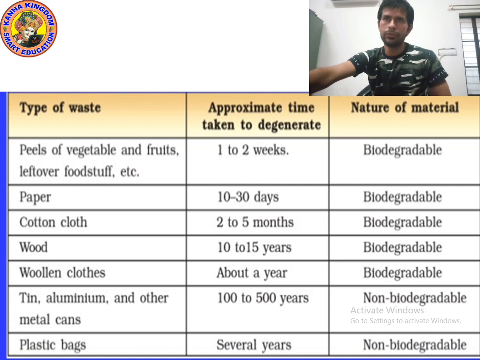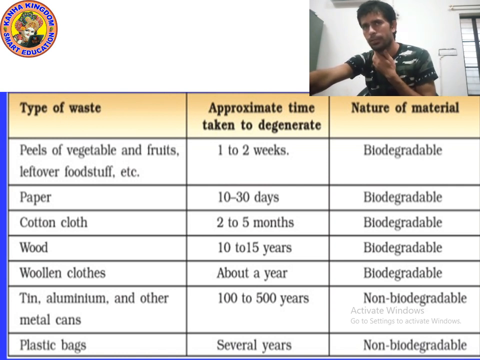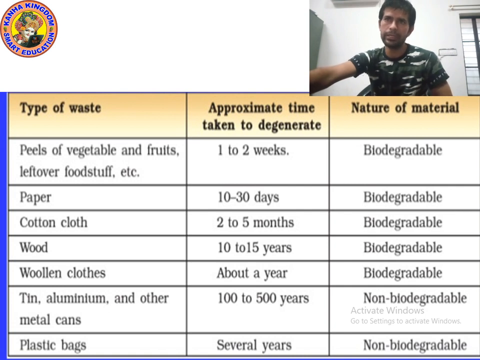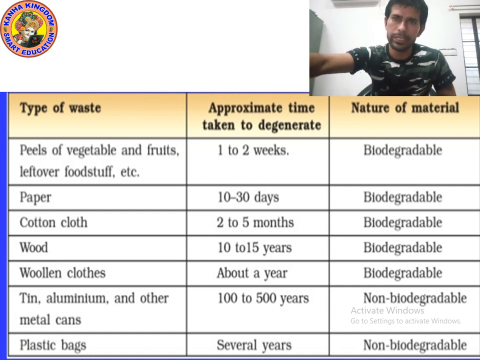So kids, now you know that peels of vegetables and fruits are biodegradable. So which things are biodegradable? As you can see, peels of vegetables, fruits, leftover food stuff, paper, cotton clothes, wood, woolen clothes, all these are biodegradable. While tin, aluminium, metal can, plastic bag, these are non-biodegradable. Okay, now let's move on to the next point.